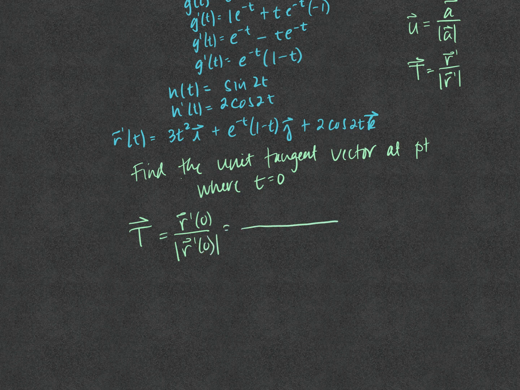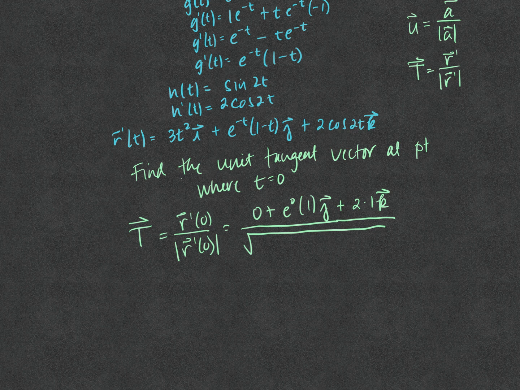And when we fill in 0, we get 0. And then when we put in 0 for j, we end up with e to the 0, which is 1. I'm going to write this out because it works better in my life that way. And 1 minus 0 is still 1, and we have j here, plus 2 cosine of 0, and cosine of 0 is 1, k, and then let's work on the bottom.